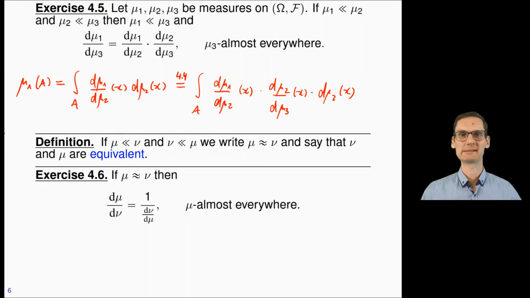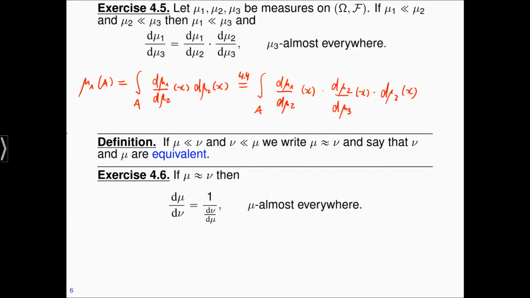Here is another exercise. If mu is equivalent to nu, then there are two densities: the density of mu with respect to nu and the density of nu with respect to mu. And the exercise shows that they are in inverse relation. So the density of mu with respect to nu is 1 over the density of nu with respect to mu. That's what you have to show here. And of course, we are again not looking for an optical proof. We are just putting the things the other way around, but we look for the real proof. So please stop the video here and try to do this computation.